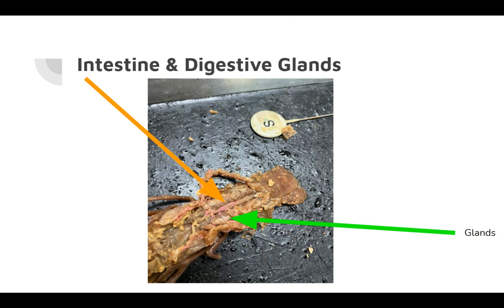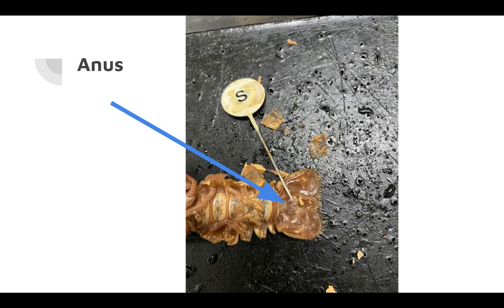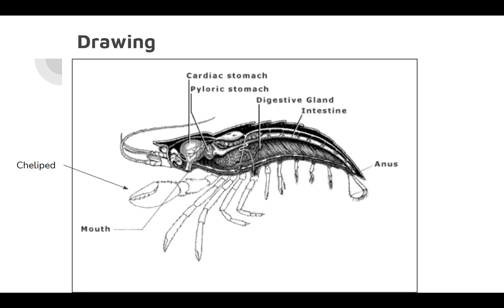The intestine is the little long thing you can see right there, and that just moves food through the body and breaks it down more. And the digestive glands are along the edges of the intestine, and they also digest the food. Finally, the anus just gets rid of the waste. And there's the drawing of all the parts of the crayfish.